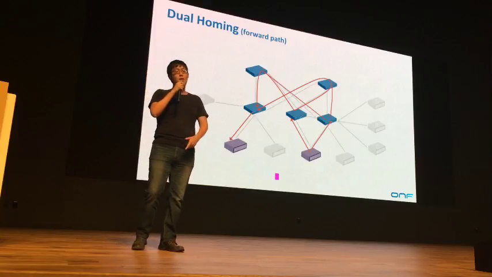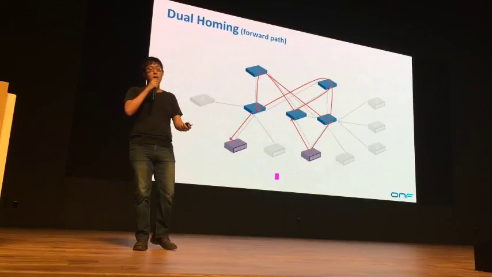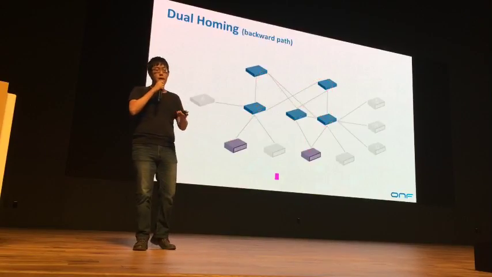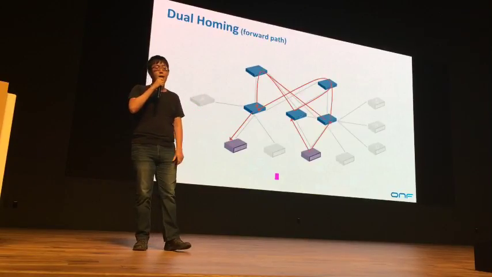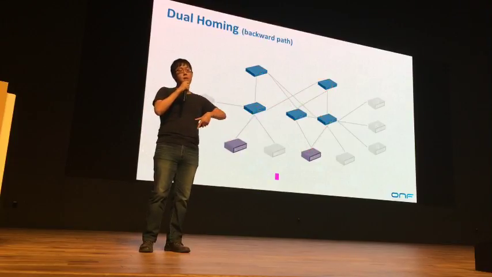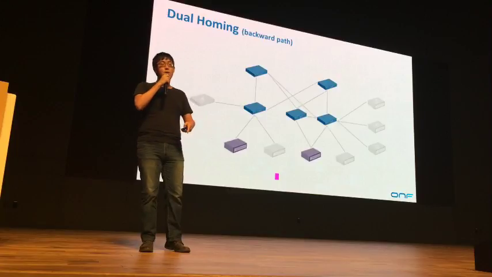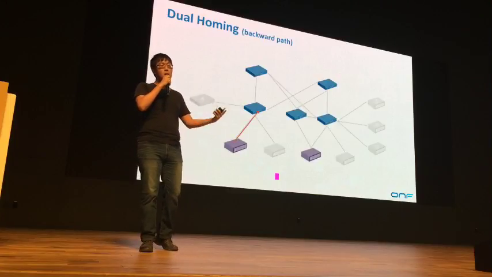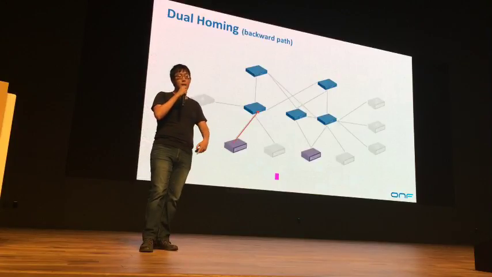So in this case, it hashes to both spines, and then goes down to the destination host. This is about the forward path. And then for the reverse or backward path, this single host on the left-hand side will send the reply.